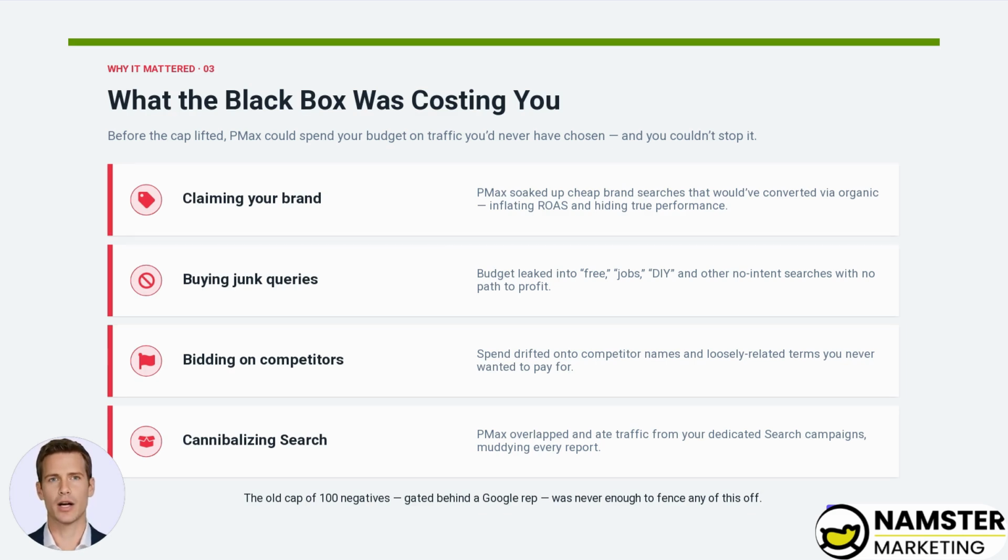The old cap of 100 negatives was simply never enough to fence off these leaks. Every dollar spent on these irrelevant or redundant queries was a dollar taken away from high-intent, incremental growth. By identifying these costs, we can see exactly where our sculpting efforts need to be focused.